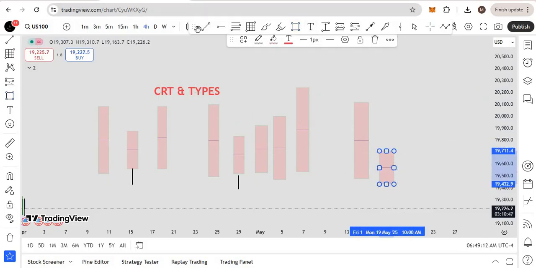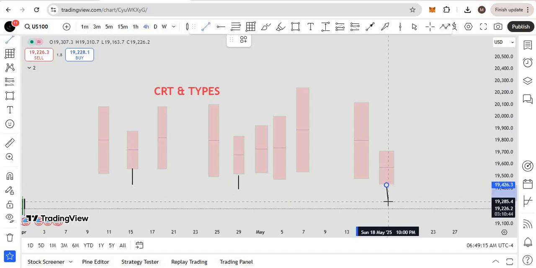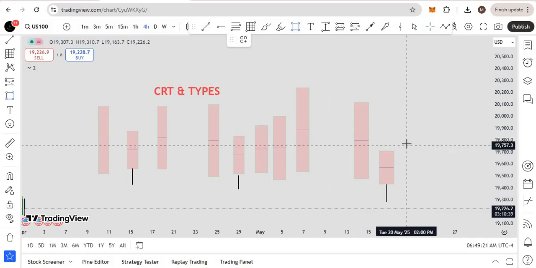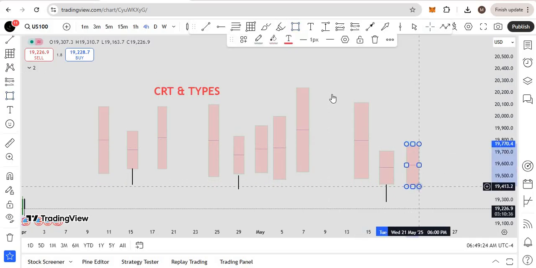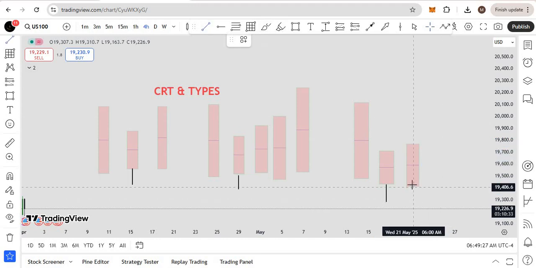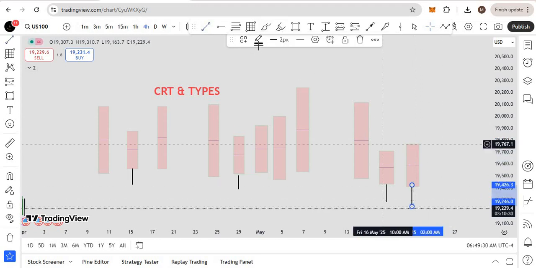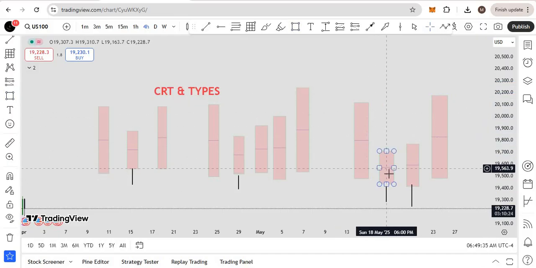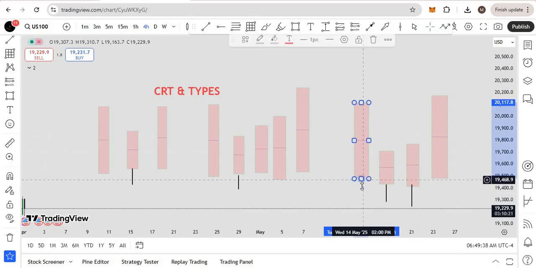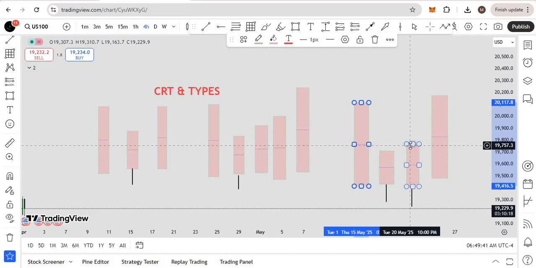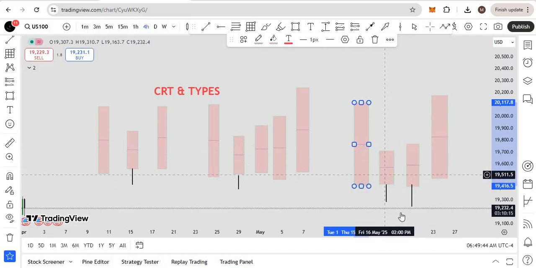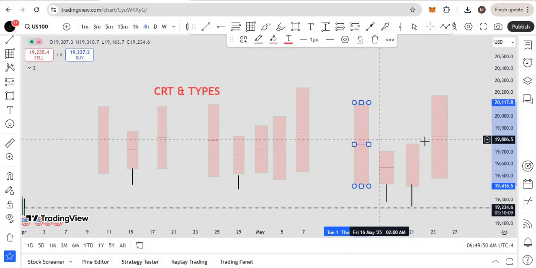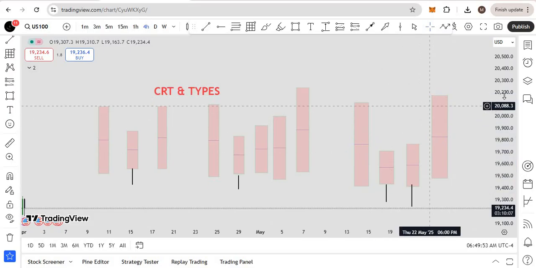This one is also the most seen one, and sometimes it can confuse you. Sometimes you also see this type of CRT model in the market. Here, the first candle, then the second candle took the sweep. Then the third candle again took the sweep of this second candle, and went to the high of this candle. You also see this type in the market.